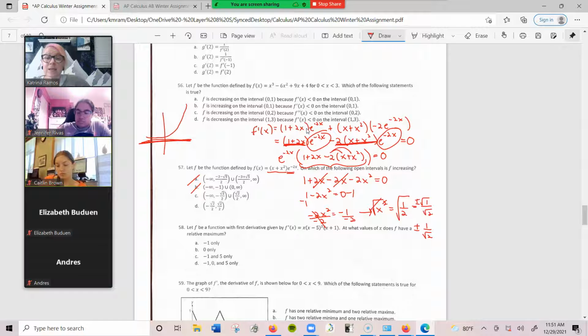The other thing is that these critical numbers here are the square root of 2 over 2, not 1 over the square root of 2, because they rationalized it. So I went ahead and did that as well. I multiplied the square root of 2 to both the numerator and the denominator, and so my critical numbers are x equals positive square root of 2 over 2 and negative square root of 2 over 2. Is that clear?